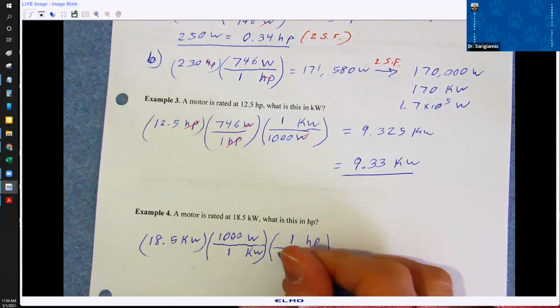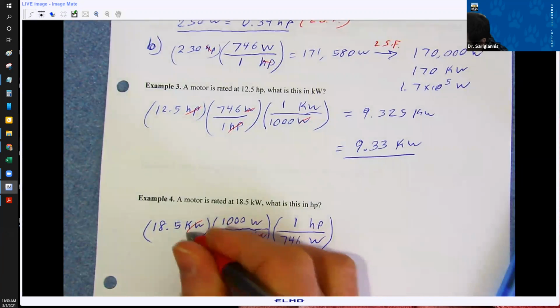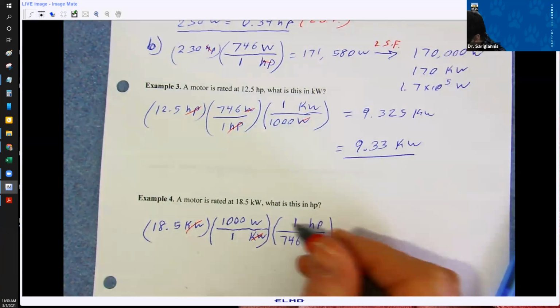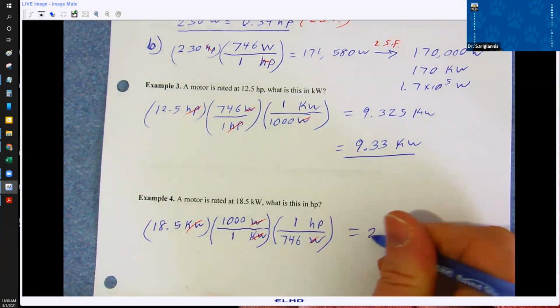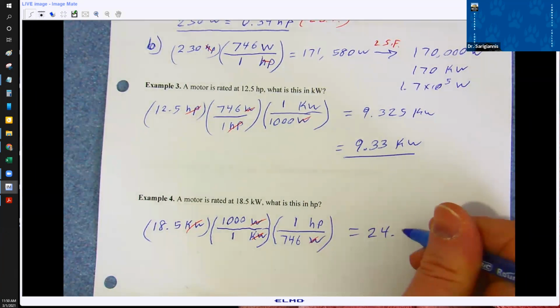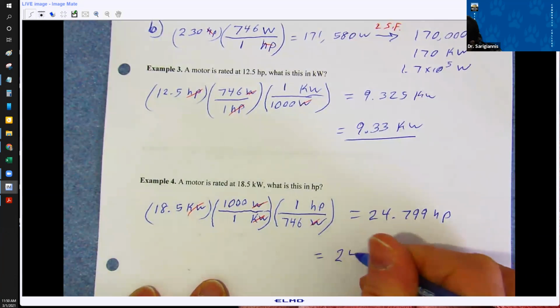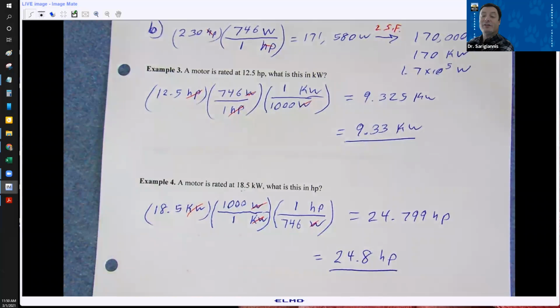And that's 1 horsepower is 746 watts. Again, you do the math here. 18.5 times 1,000 gives you 18,500 watts, right? And then you divide by 746 and you get 24.799 horsepower, which is just equal to 24.8 horsepower. 1, 2, 3 significant figures. So that's what an 18.5 kilowatt motor is rated at, or a 12.5 horsepower motor up here, right?